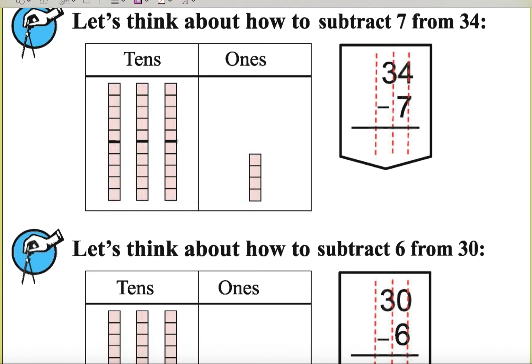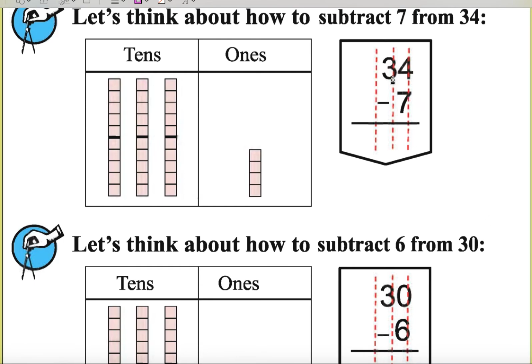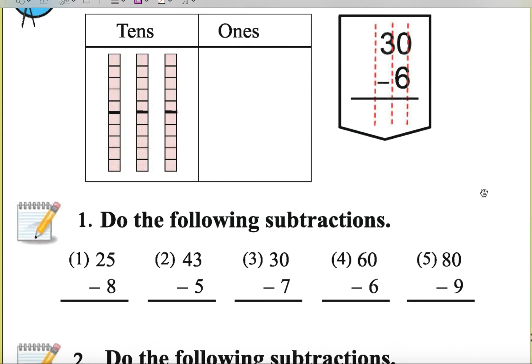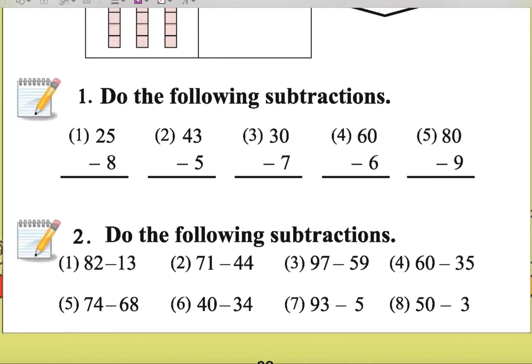Let's think about how to subtract 7 from 34. The method is going to be the same. 14 minus 7 is 7. 27 is the answer. Okay, do the following subtractions. Let's do one or two.